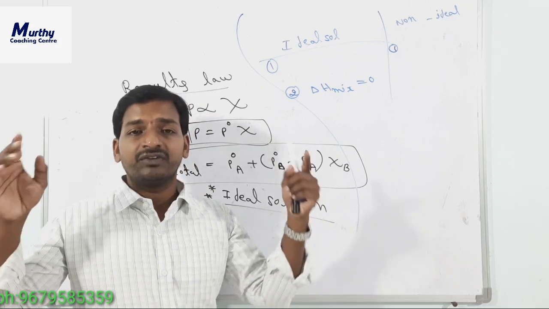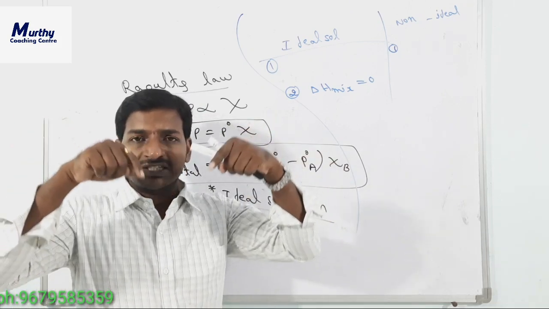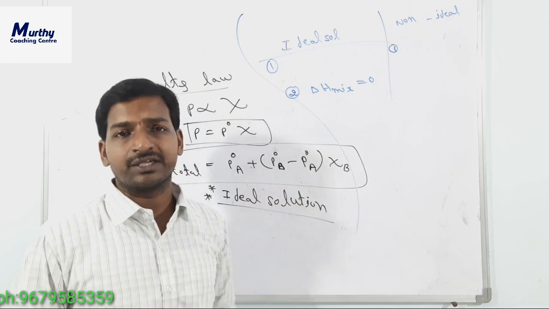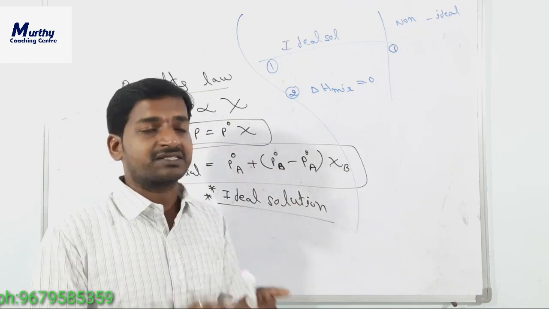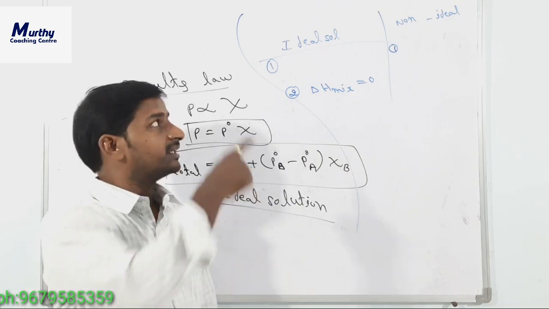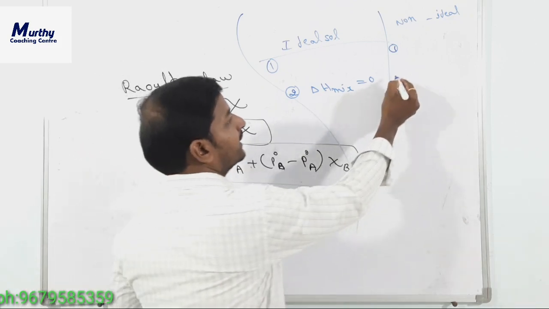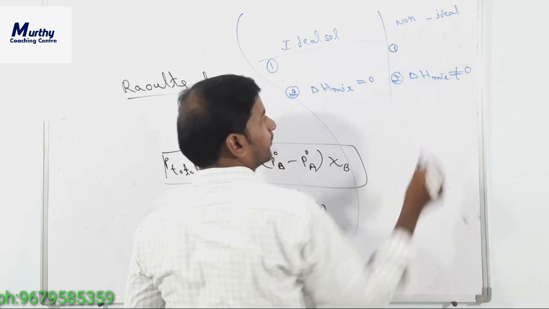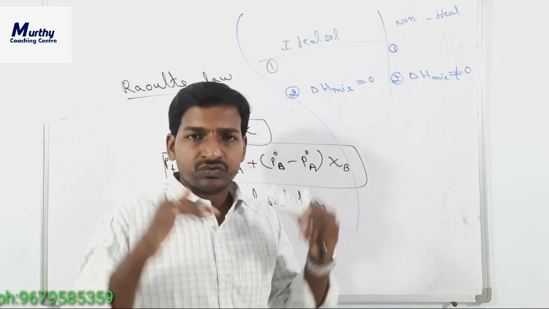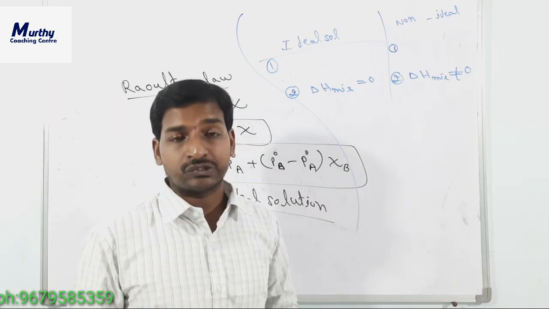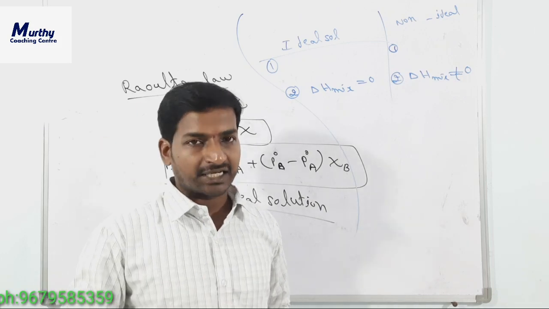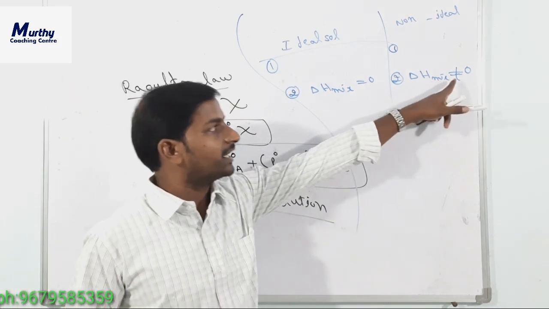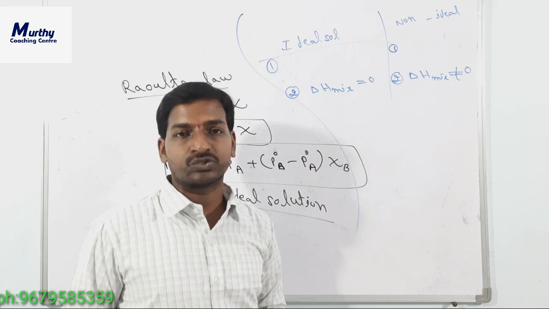Got it? When we are mixing two liquids, they form the solution. During the formation of solution, it should not be endothermic or exothermic. The change in heat energy remains constant, meaning delta H mixing is equal to 0, then we can say ideal solution. For a non-ideal solution, delta H mixing is not equal to 0. Means during the formation of solution, it may be endothermic or exothermic. If heat energy is released or absorbed, then delta H mixing is not equal to 0, and that is called a non-ideal solution.